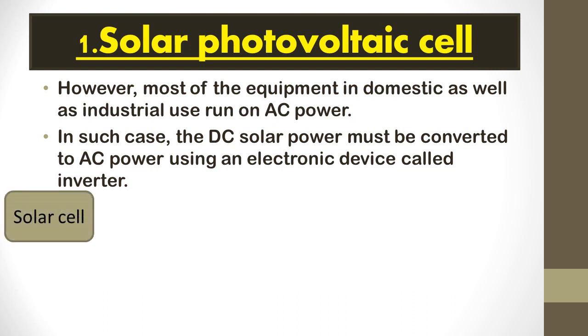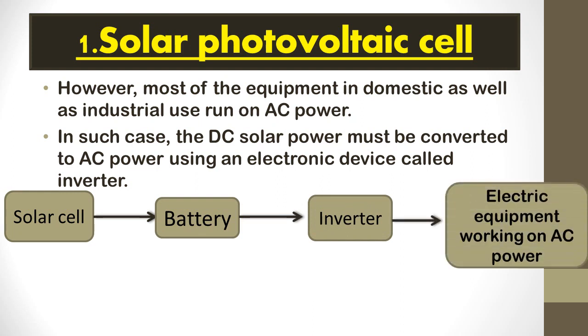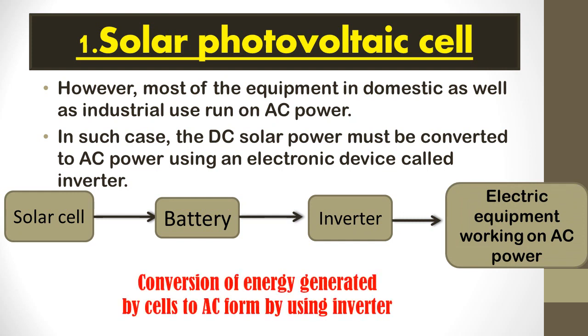Okay, so here is the conversion of energy generated by cells to AC by using an inverter. Solar cell, this is the basic unit, and then the battery is connected, then it is connected to the inverter, which changes DC current into AC current. So electric equipment works on AC power, or alternating current.